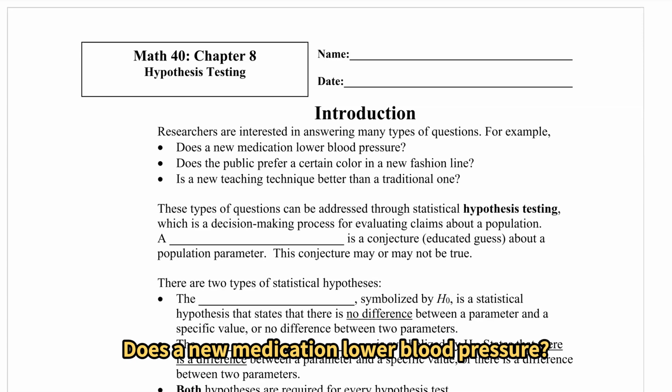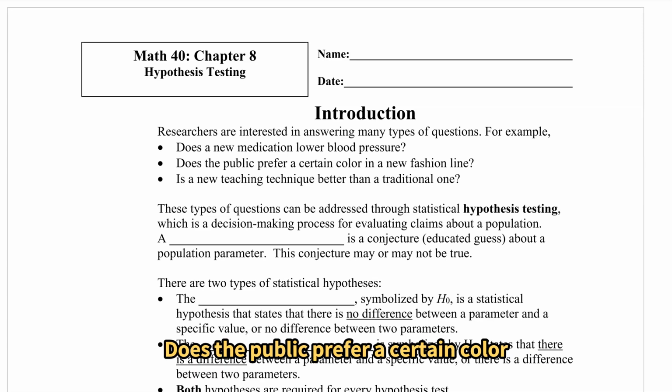Does a new medication lower blood pressure? Does the public prefer a certain color in a new fashion line? Is a new teaching technique better than a traditional one? These types of questions we can analyze using hypothesis testing, a decision-making process for evaluating claims about a population.